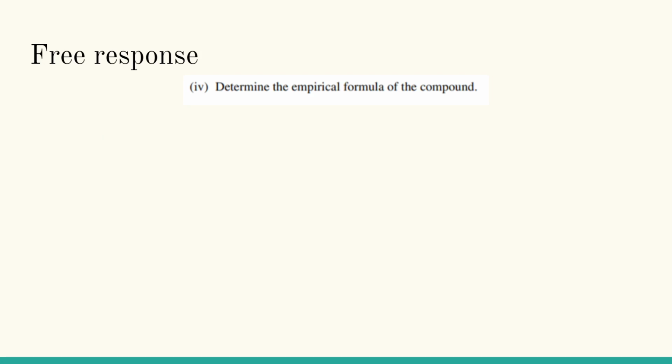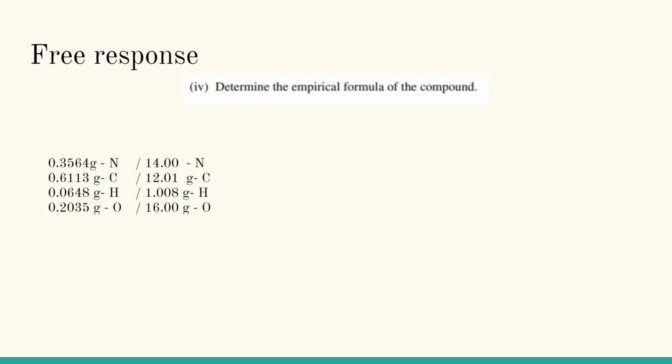The last part is our final question, figuring out the empirical formula for this compound. We already determined and have all of our grams, so we can start by writing that down. So we have our nitrogen, carbon, hydrogen, and oxygen. From here, we need to get them into moles. So we'll divide by their molar mass. And that will give us the number of moles of each compound.